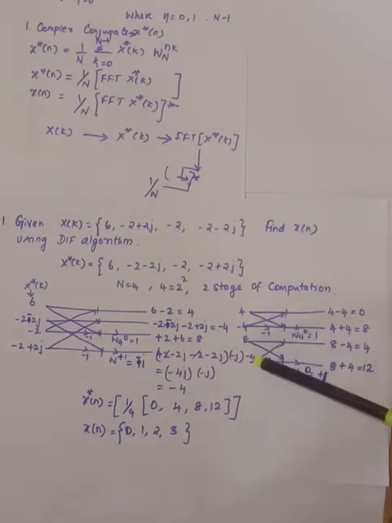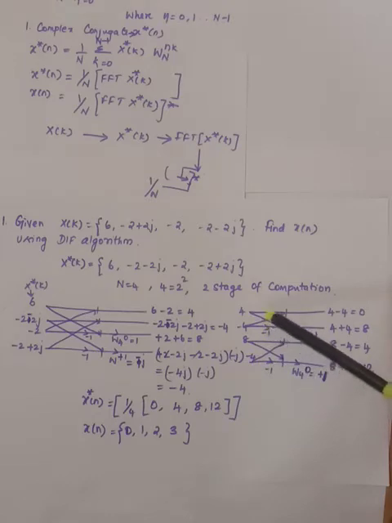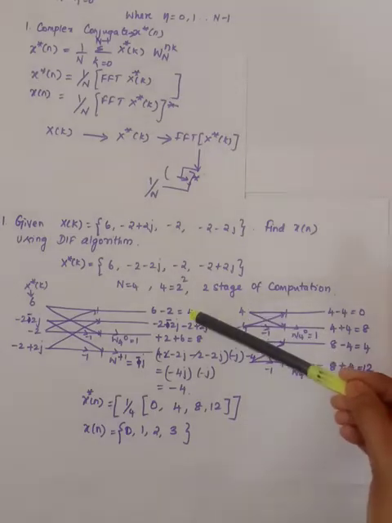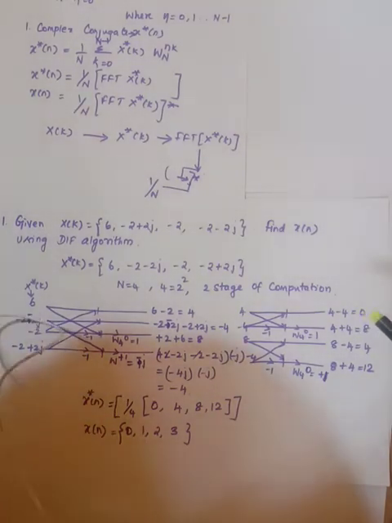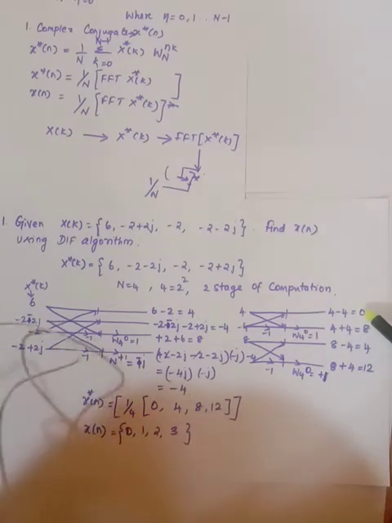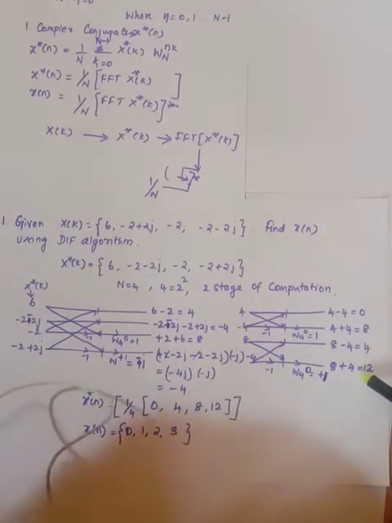Similarly, in the next stage of computation, we need to combine two inputs, since it is a two input computation. So the output of this stage is fed as the input to this stage. Now after performing the flow graph computation, you get the answer. This is in the bit reversal order. That is, first is X(0), this is X(2), this is X(1), and this is X(3).